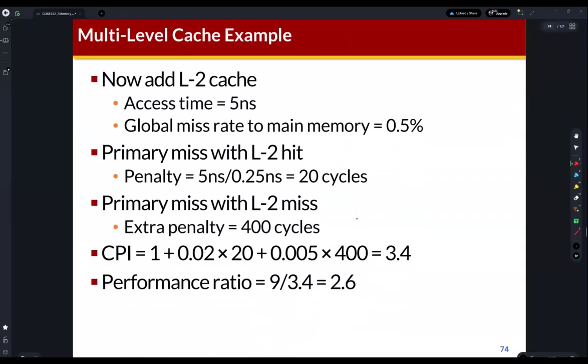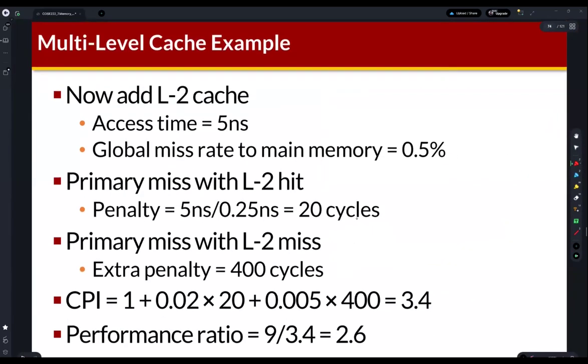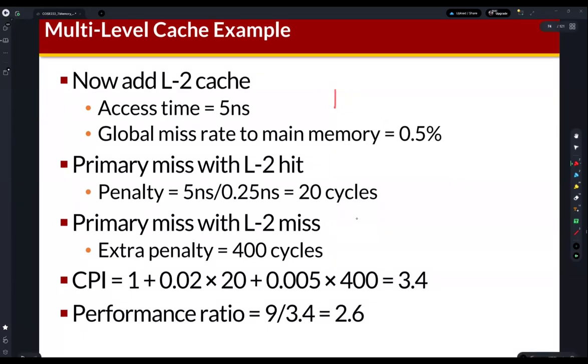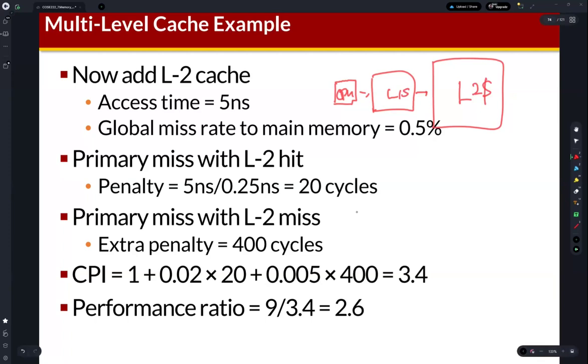Okay, but let us assume that the CPU includes the level 2 cache. So it looks like this: it's a CPU, and then level 1 cache, and then there is also a larger level 2 cache. So if we just see the access time, it is 5 nanoseconds. What does that mean? It's slower.